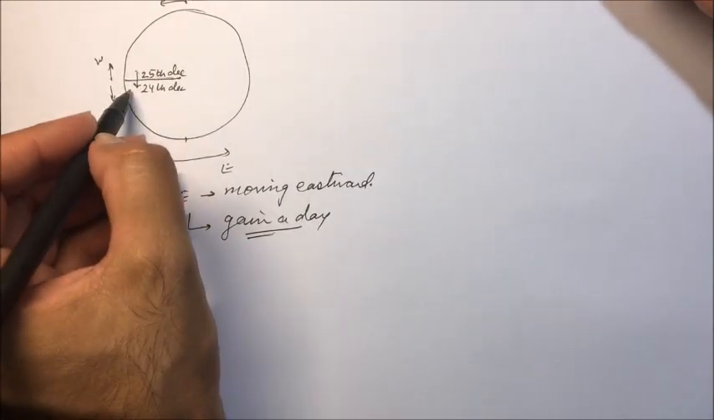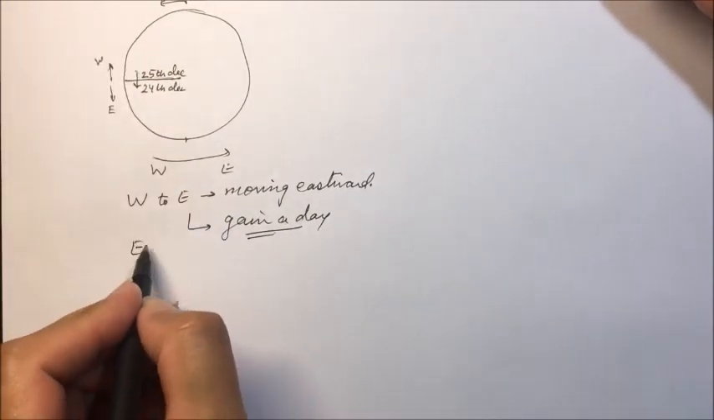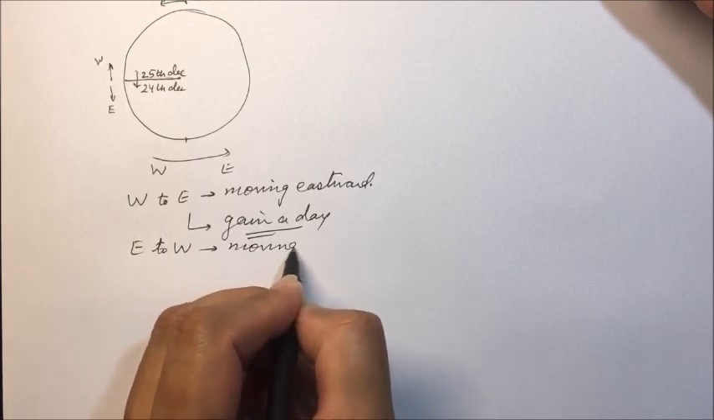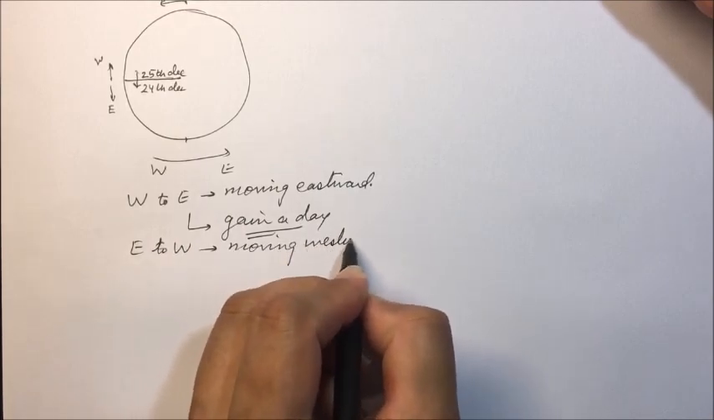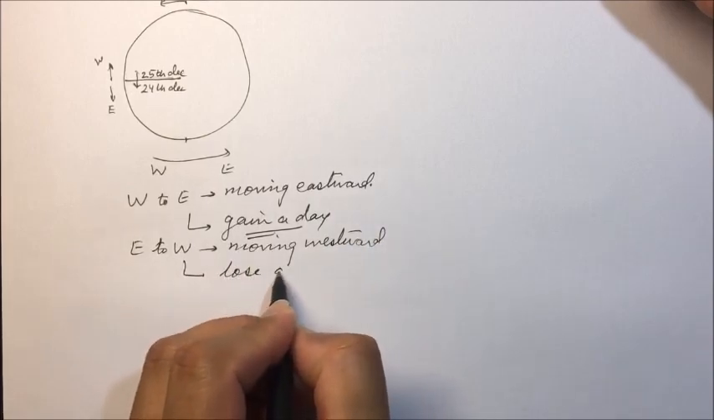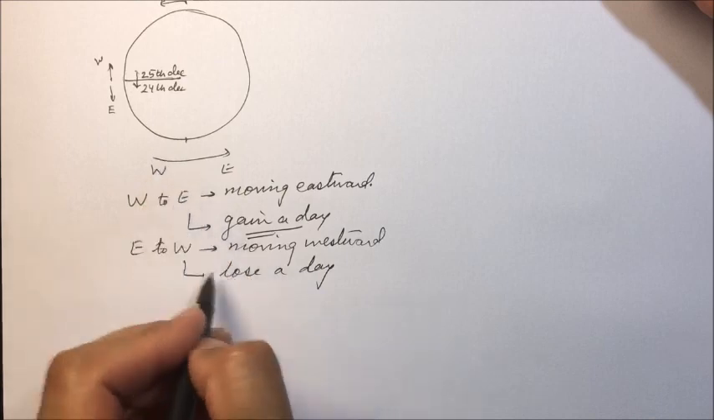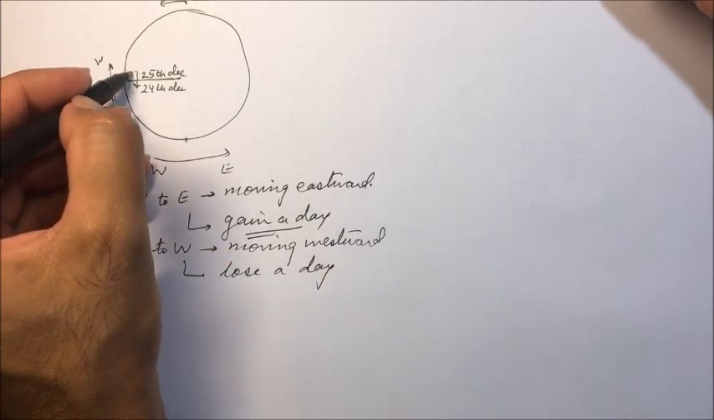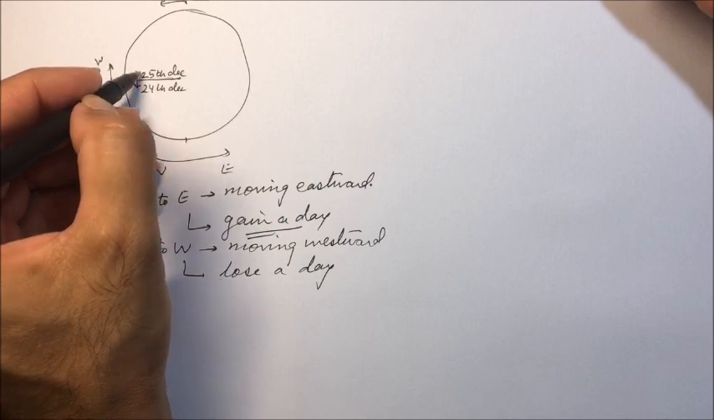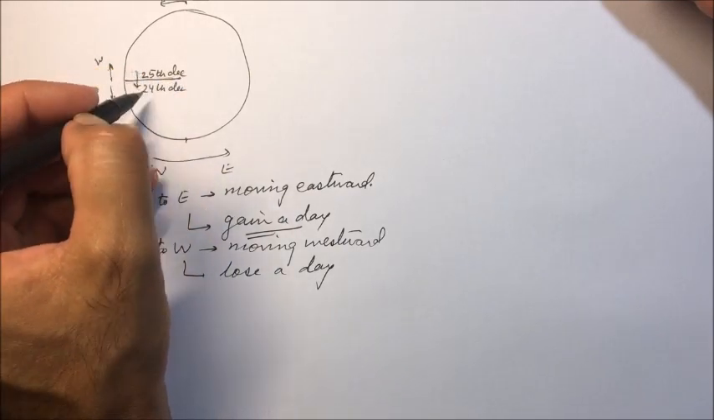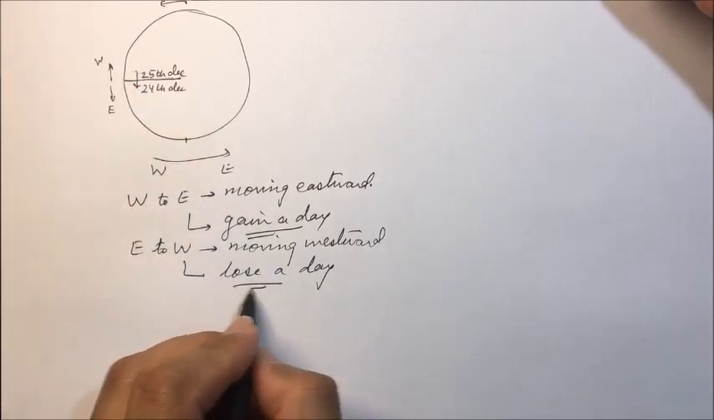But when a person is moving from east to west, that is, moving westward, a person will lose a day. So from 25th December he will jump into 24th December. So the person will lose a day.